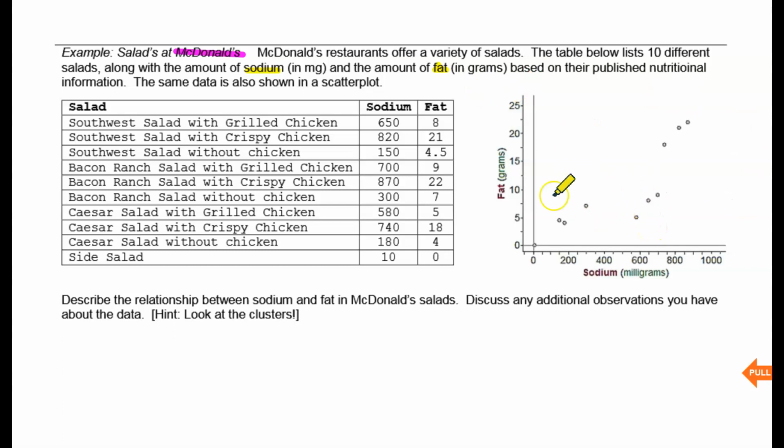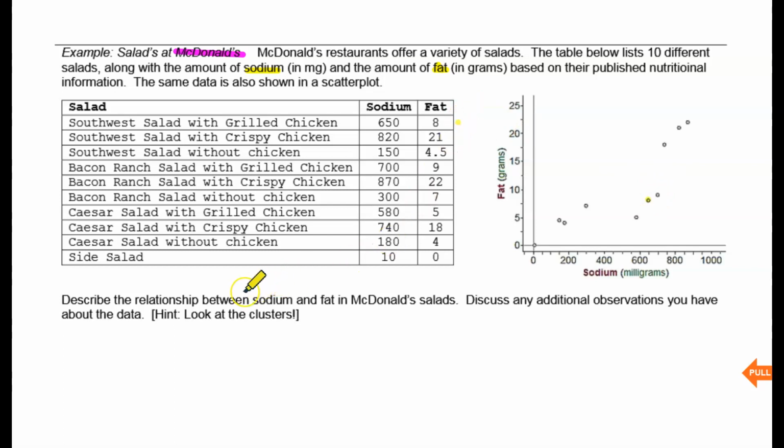I don't want to miss this point: when we're looking at a scatter plot, it is paired data. So for this Southwest salad with grilled chicken, it has a sodium content of 650 milligrams and a fat content of 8 grams. If I were to look for that on the chart, I would find it right there. That point in the scatter plot corresponds to the Southwest salad with grilled chicken.